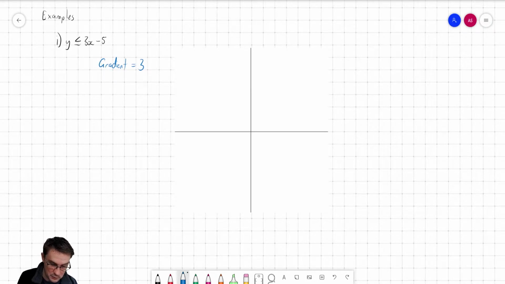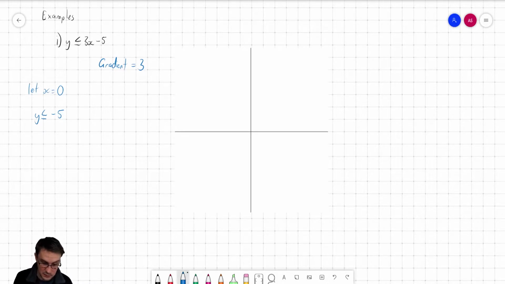Next up, I want to find the y-intercept. So I'm going to let x equal 0 in order to find that. When I substitute that in, that gives me y is less than or equal to -5. Now I've got that intercept.